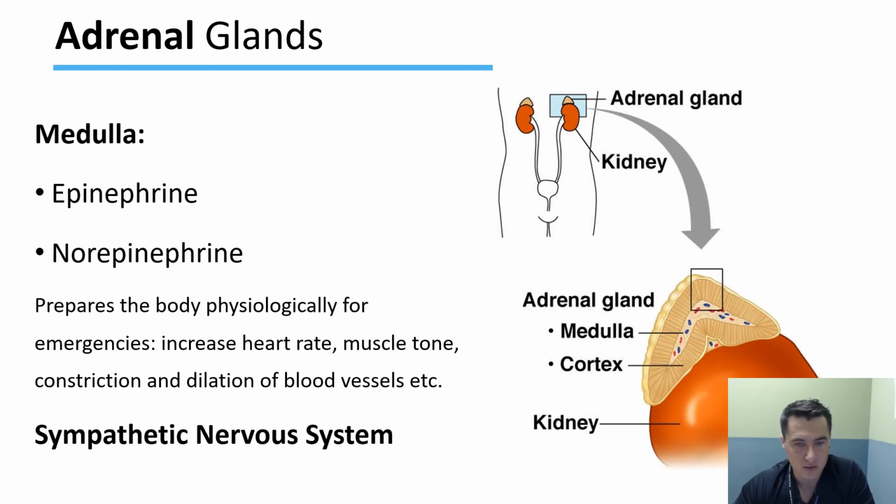The medulla, or the inside, releases epinephrine and norepinephrine. They prepare the body physiologically for emergencies, so that's stimulating our sympathetic nervous system. So, increase in heart rate, muscle tone, constriction and dilation of blood vessels, so helping control where blood flow goes.